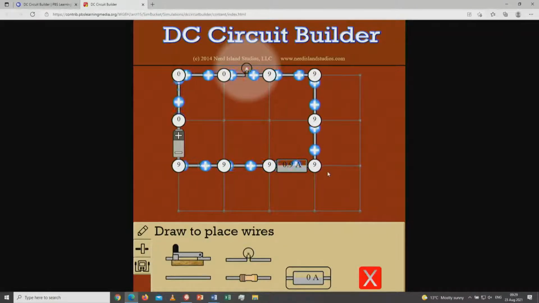Now I will try to introduce this circuit builder by just showing us how we can play around with it, and then from there we will get into our lesson.